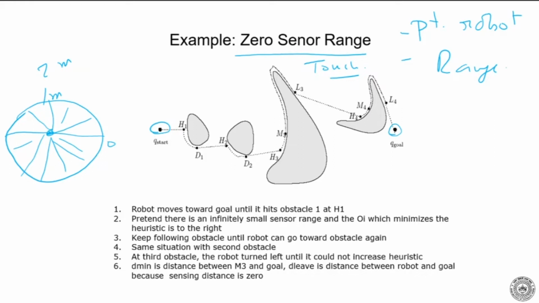Now we know which is the direction of the goal. So basically it always has to move towards the goal. So if you have a straight line there, then it starts off in that direction. It hits the first obstacle.